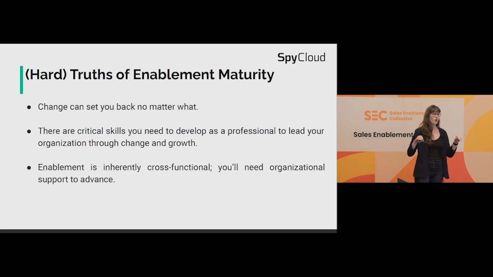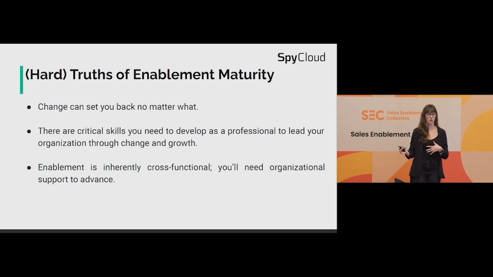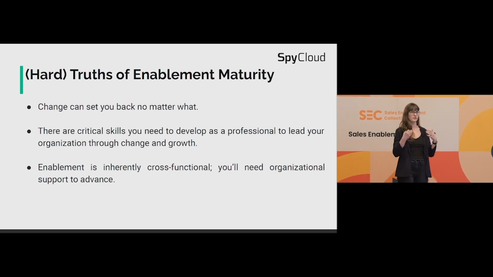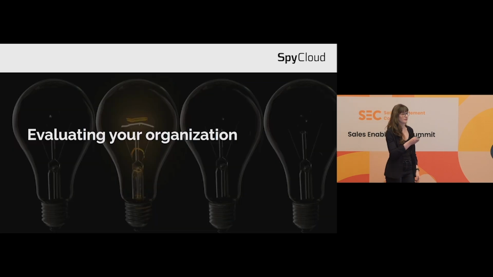The next thing is you all as leaders have some critical skills that you need to own in order to advance your organization through change and growth. And so we're going to take a moment to evaluate ourselves in relation to where your organization is in the maturity curve and plan for your own professional development. And then finally, we all know that enablement is inherently cross-functional, and you're gonna need that organizational support to advance. And so we're gonna talk about some fun ways that you can make that happen. All right, let's get started.